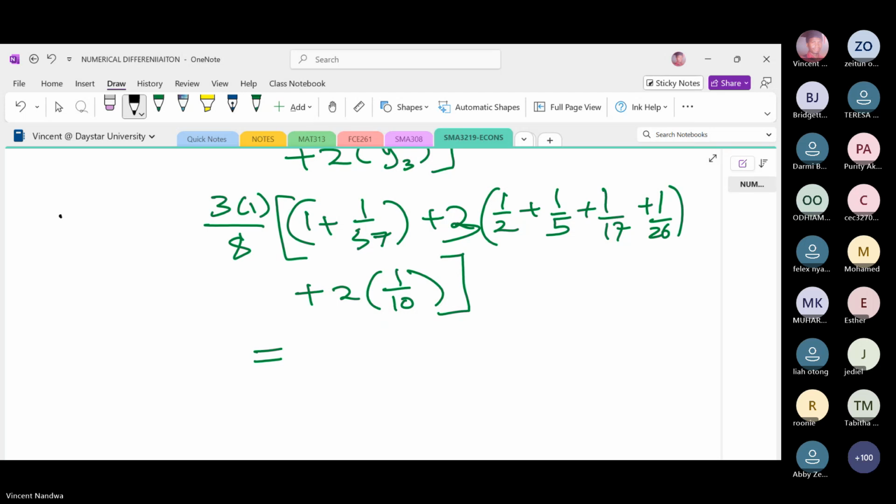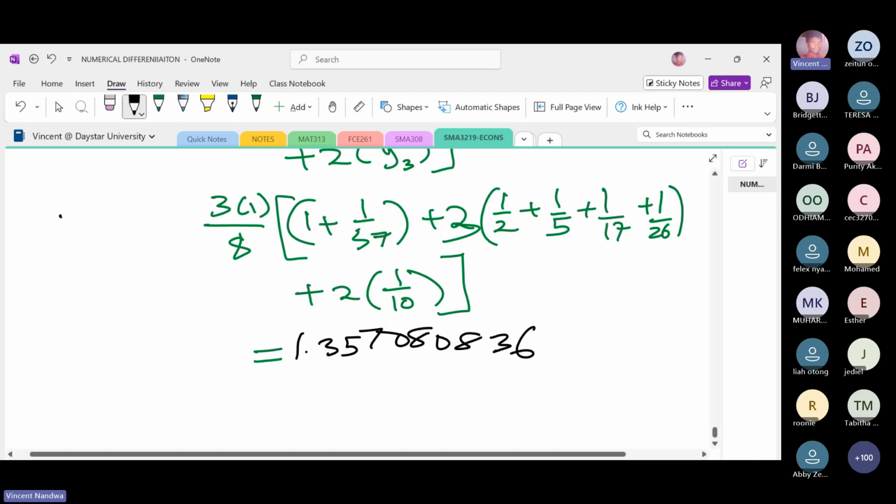1.35, 1.3570836. So that's what we have. So we have done A, B, and C. Part 2 was to find the error in each of the computations we have done in A, B, and C.